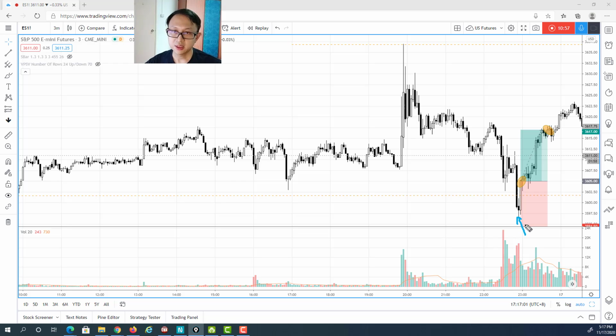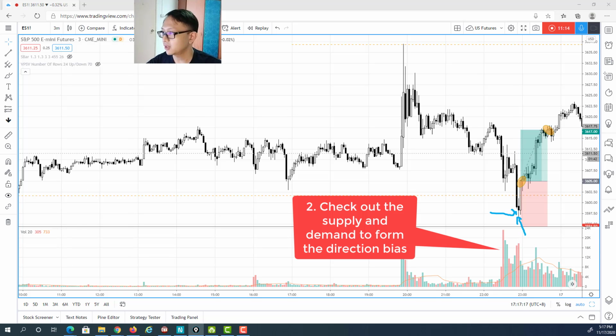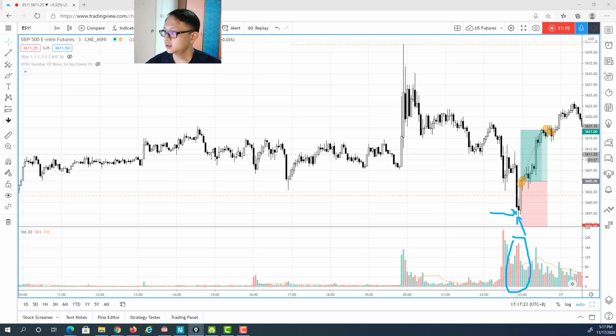So at this point, even if you think, okay, I think it's bearish, at the close of this bar you probably should change your bias to a bullish bias. So that's the second thing: check out the supply and demand to determine the direction here. And the third thing is to look for confirmation. Until this point, after the close of this bar, it only tells me that there is demand coming in. Whether there is a follow through to the upside or maybe there is a failure, we don't know yet.